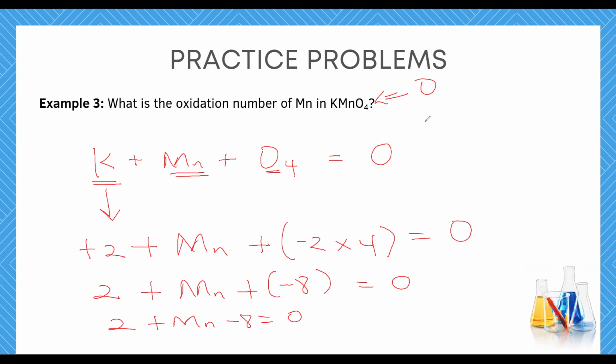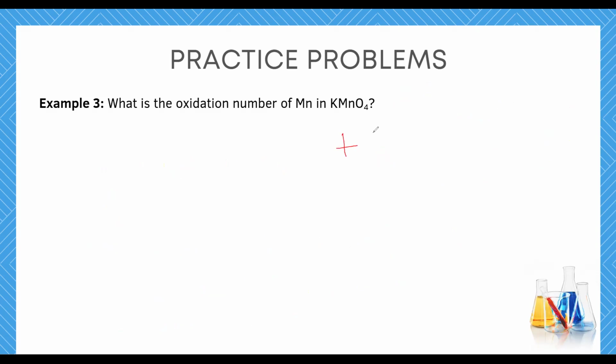So if we collect like terms, it now becomes Mn plus 2 minus 8 is equal to 0. So Mn minus 6 is equal to 0. Mn now becomes plus 6. So the oxidation number of manganese in this compound is plus 6. It tells us that manganese lost 6 electrons because it is positively charged.